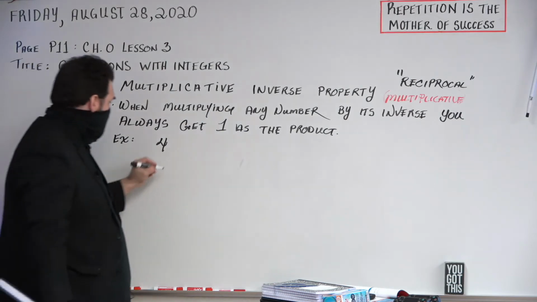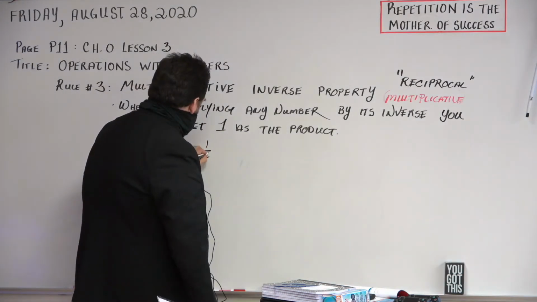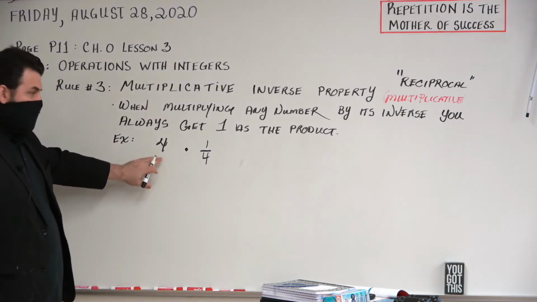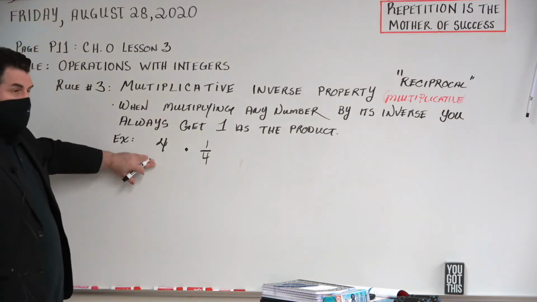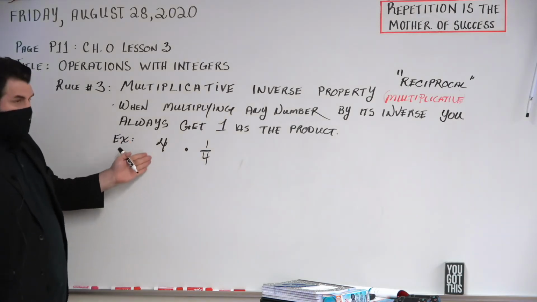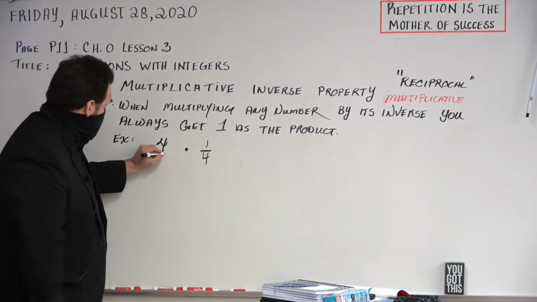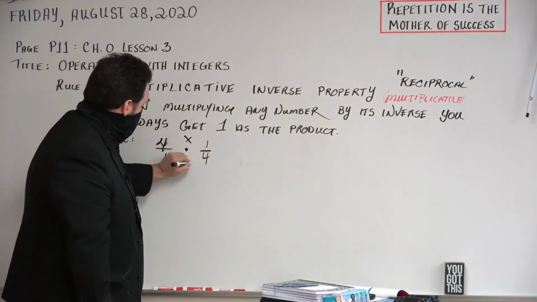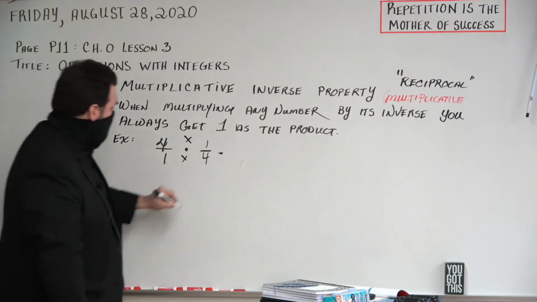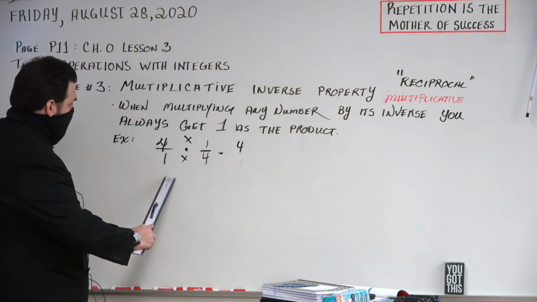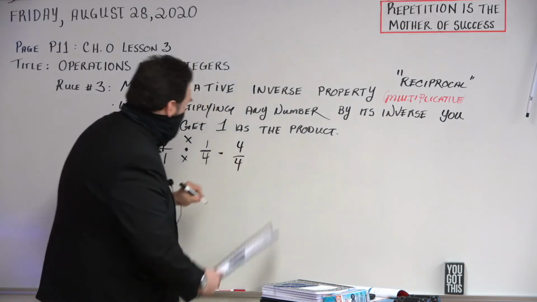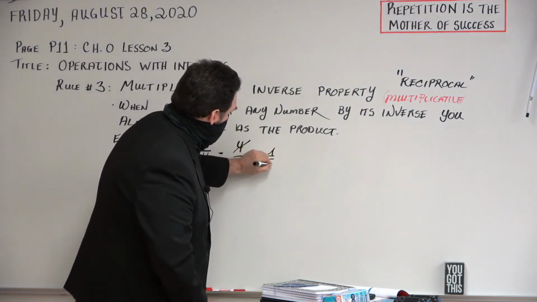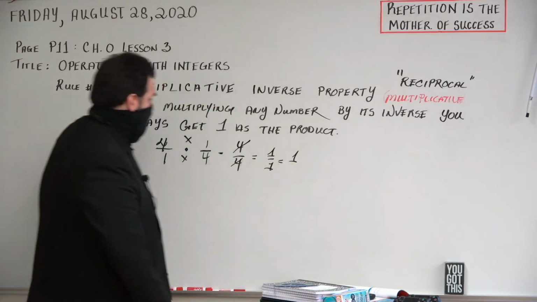So here's an example. 4 times 1 over 4. Let's see what happens. Well, we'll rewrite 4 as a fraction, which I can always write a whole number as a fraction by just writing the whole number over 1. So 4 over 1 times 1 over 4. Multiply across the top and the bottom. 4 times 1 is 4. 1 times 4 is 4. And I have 4 over 4, which reduces down to just 1 over 1, which equals 1.